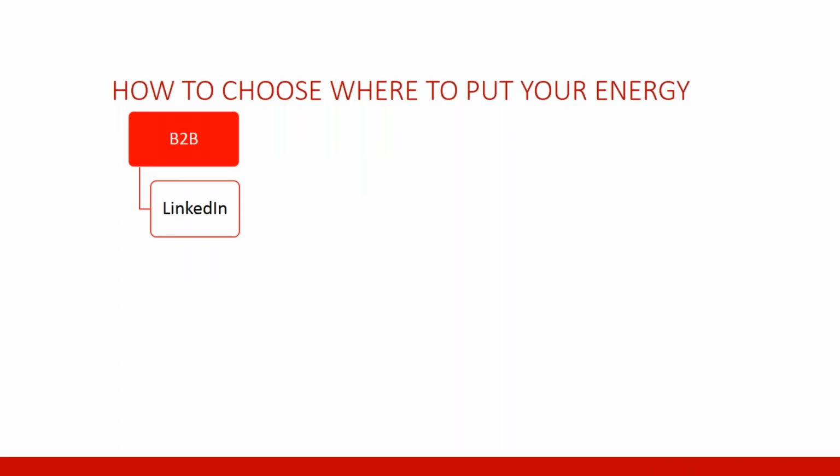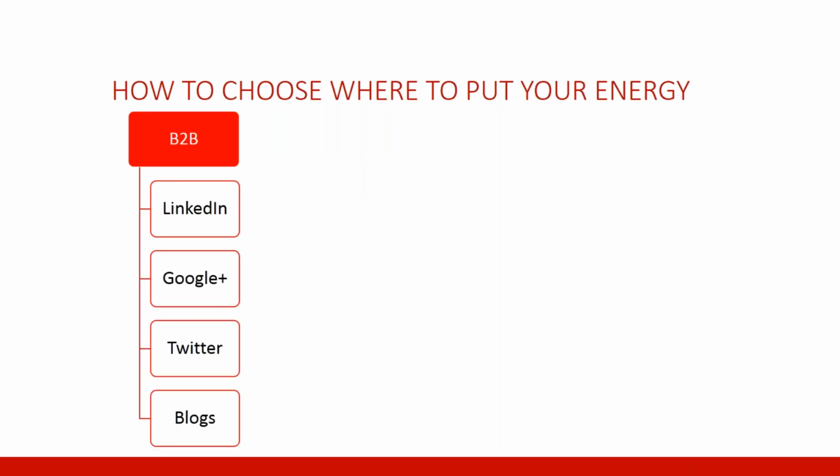Are you a business-to-business organization? You've got a few options: LinkedIn, Google+, Twitter, and blogs. Blogs are great, particularly if you are trying to get good search engine optimization, SEO, from Google. Writing blogs and having lots of images will be successful for your business.